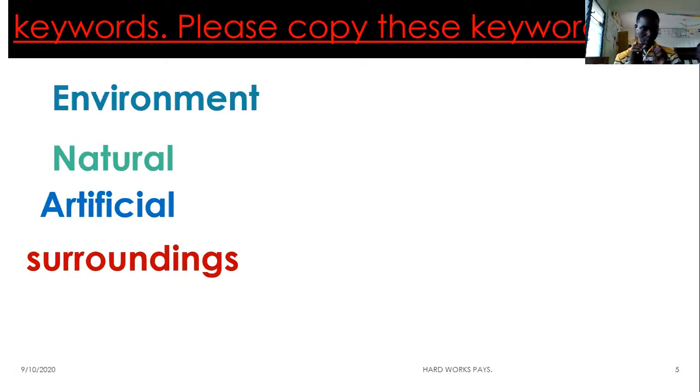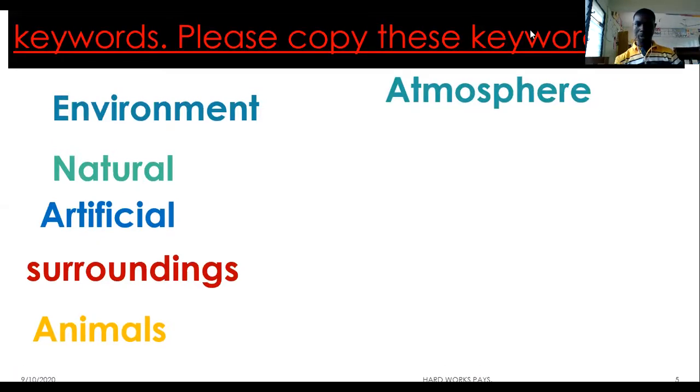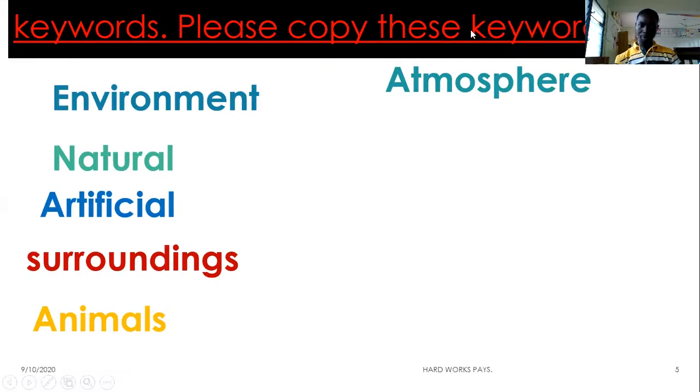S-U-R-R-O-U-N-D-I-N-G-S. Very good. Surroundings. The next keyword is animals. Let's spell animals together. A-N-I-M-A-L-S. Good. The next word is atmosphere. Say atmosphere. How do you spell atmosphere? A-T-M-O-S-P-H-E-R-E. Atmosphere. Very good. The next keyword is forest. How do you spell forest?